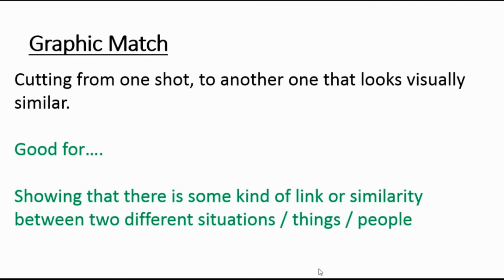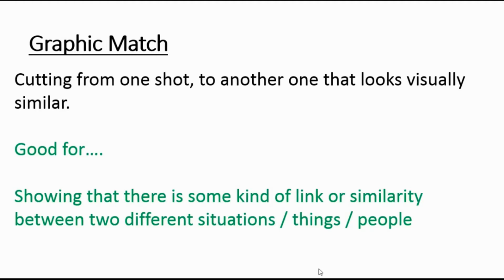It could be in terms of shape, like that one was two round visual objects, an eyeball and a plug hole. It could be two shots where maybe there are similar colours or a similar pattern or design going on, to show some kind of link or similarity between two different things, people or situations.